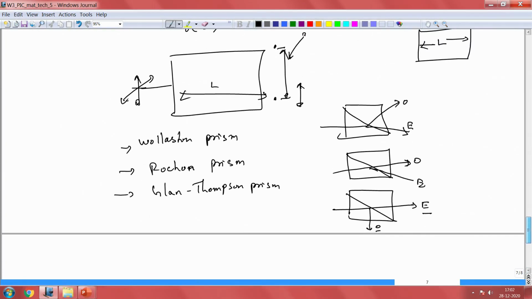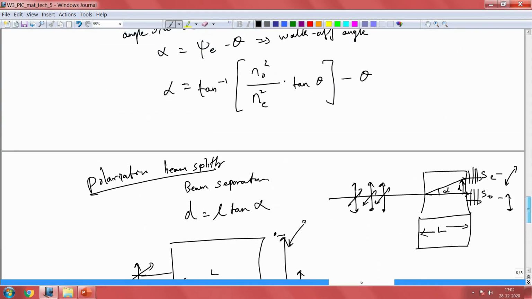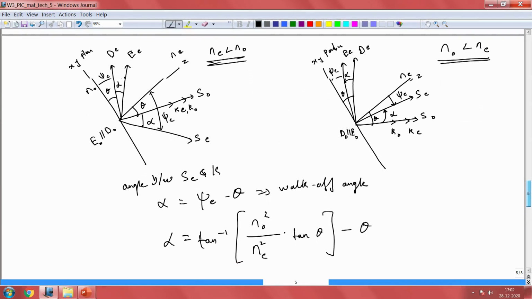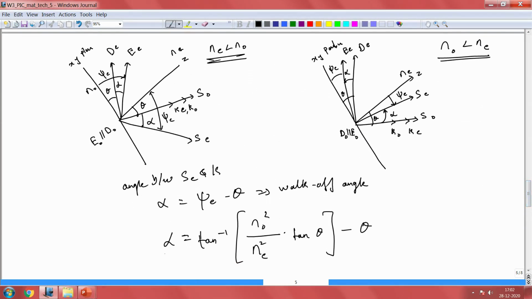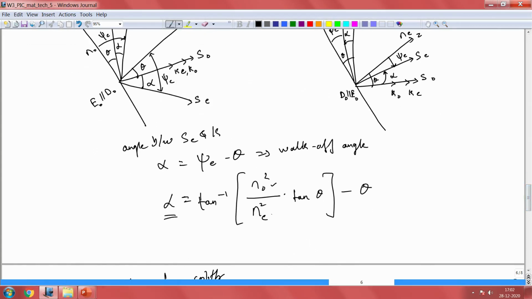One can use this beam walkoff phenomenon in order to split the beam, and we saw what affects the splitting. It is primarily the difference in the ordinary and extraordinary refractive index. The larger the difference, the better your splitting angle is, and for a compact device you should be able to have larger walkoff.